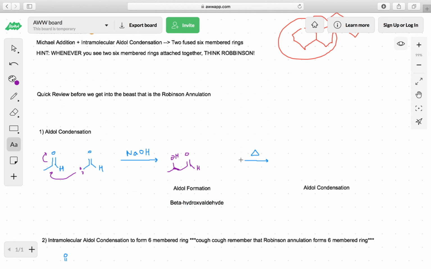And here, if we add heat to this aldol formation product, we can get an aldol condensation. So water will actually leave this intermediate. So we can draw water coming out. And what we should form is an enone.